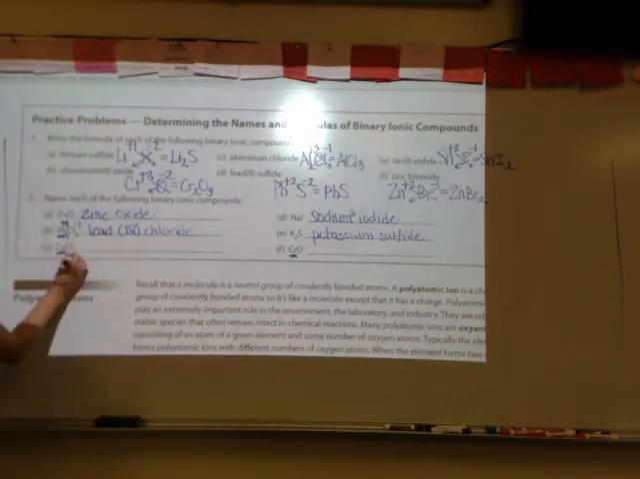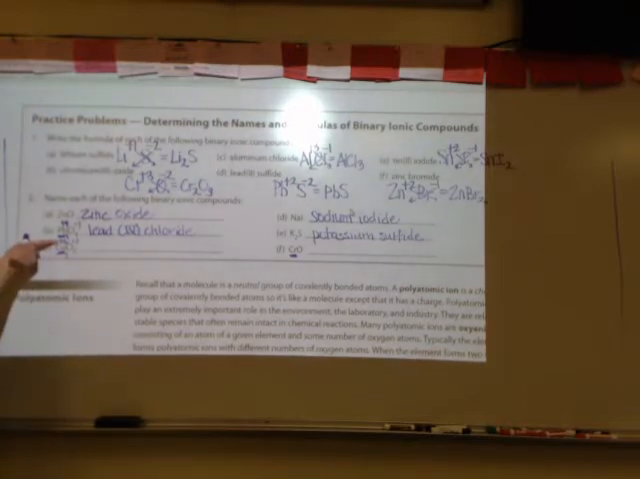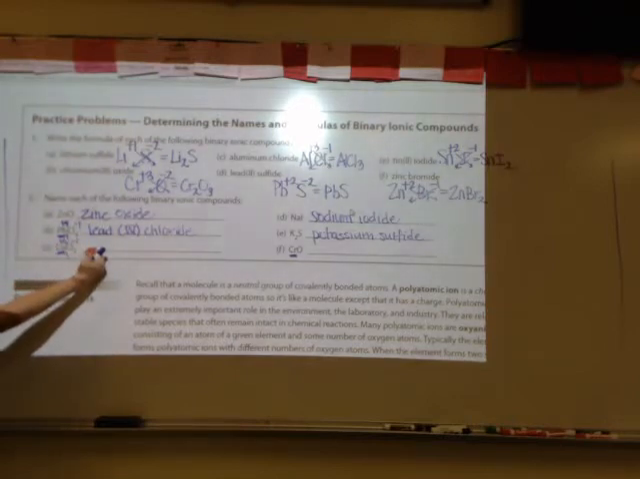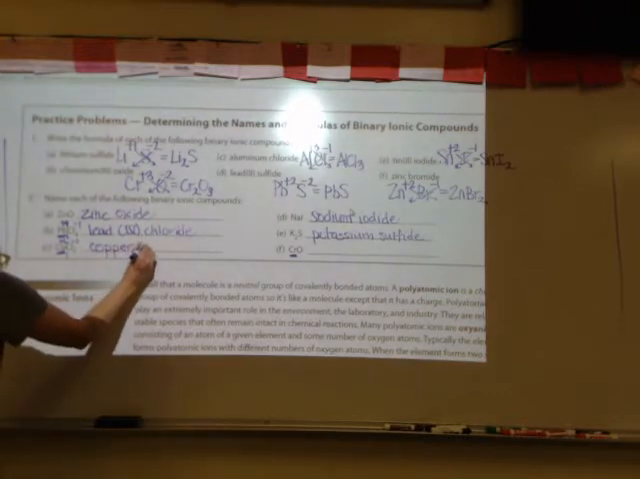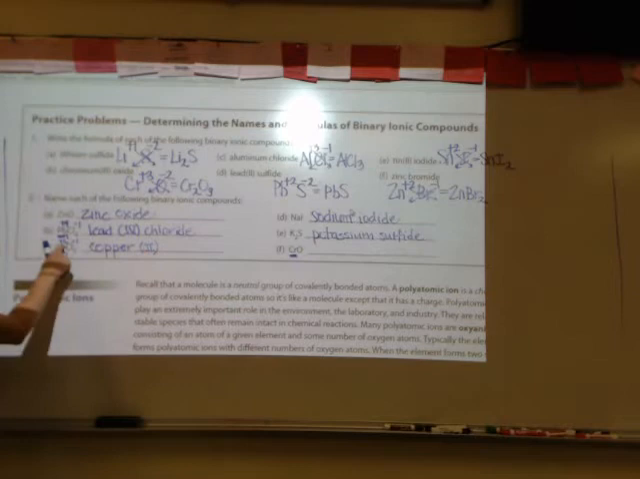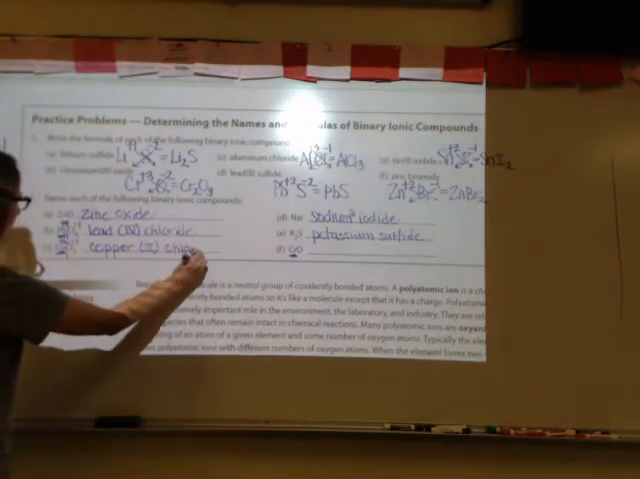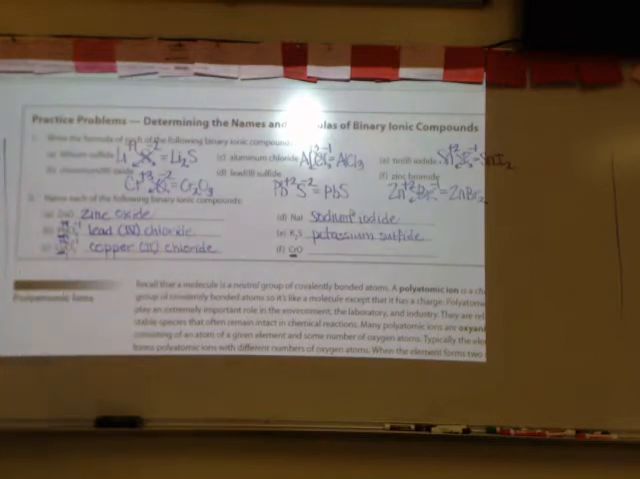For C, you have 2 chlorines at a -1. That gives you a -2 overall on the anion. If I have 1 copper, the charge on the copper is going to be a +2 because the 1 times +2 would give me a +2 charge on the cation, which will counter the -2 charge on the anion to give me my neutral compound. So this is called copper, Roman numeral 2 for this charge that we just figured out on the copper, and then change the ending of the nonmetal to "ide."